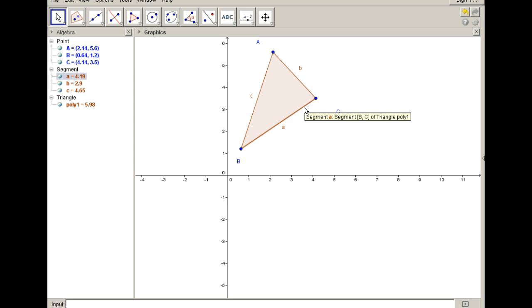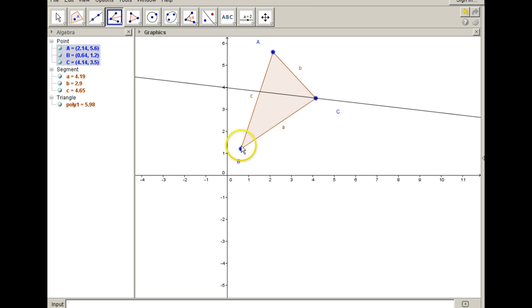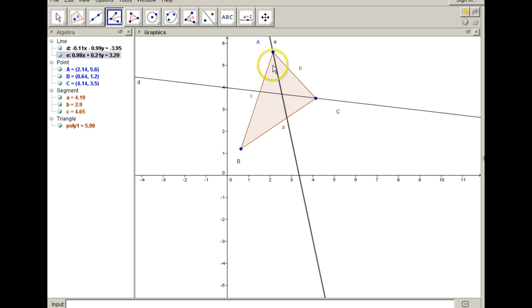Okay, so let's just think about finding the points that are equidistant from side A and side B. Where would those points be? Well, it turns out they would be the points on the angle bisector, right? So if I constructed an angle bisector for angle ACB, these points are equidistant from these two sides. So what if I want the points that are equidistant from these two sides, B and C? Well, I could say, give me the angle bisector there. These points are equidistant from those two sides.